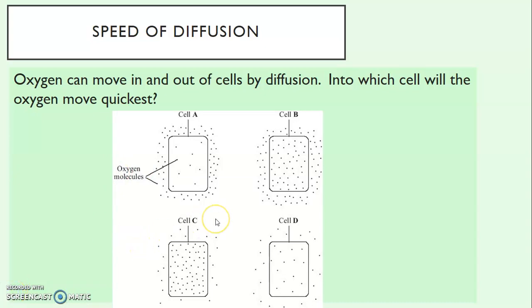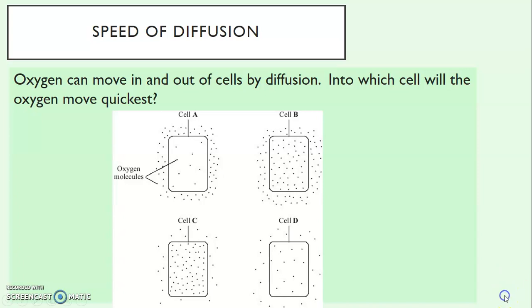Okay, so welcome back. Hopefully you've got your answer. The correct answer is going to be A. The reason is we've got a higher concentration outside than inside. It won't be B because you've not got much of a concentration difference, same with D. And C, your higher concentration is inside, so the oxygen would be moving out.